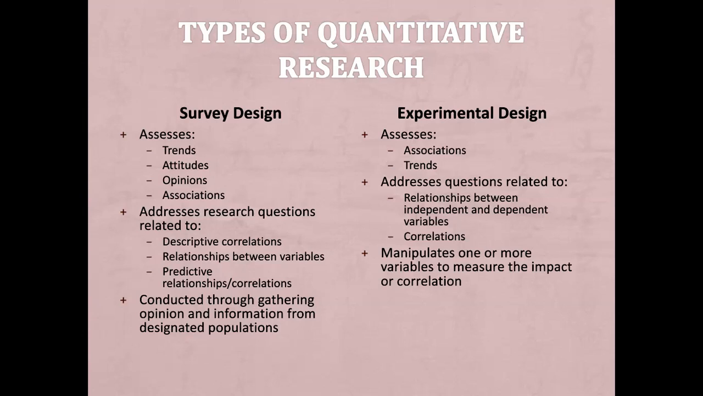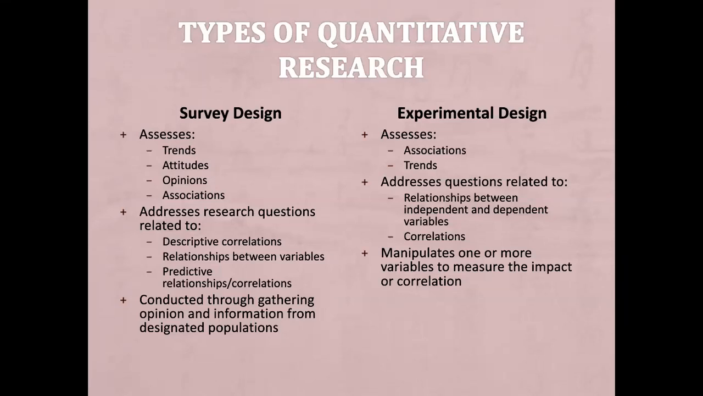So, when we look at a survey design, we note that it typically assesses trends, attitudes of individuals, and opinions, as well as associations between different things. This is one way to address research questions that are related to descriptive correlations. So, looking at how one factor might impact another factor, looking at the relationship between different variables, and it can also be used as a predictive relationship and correlation. Typically, we'll do a survey design through gathering opinion and information from designated populations.